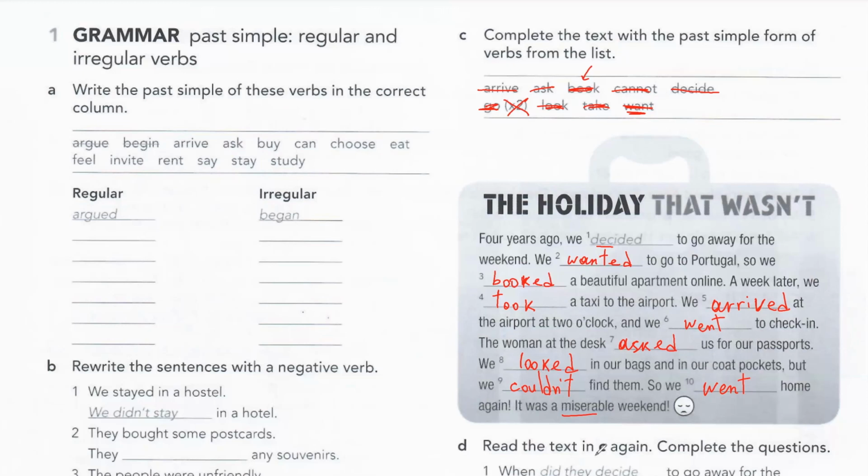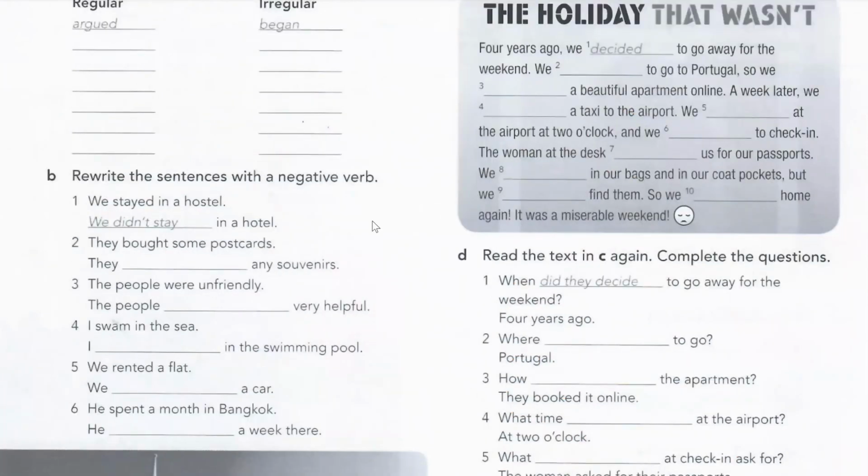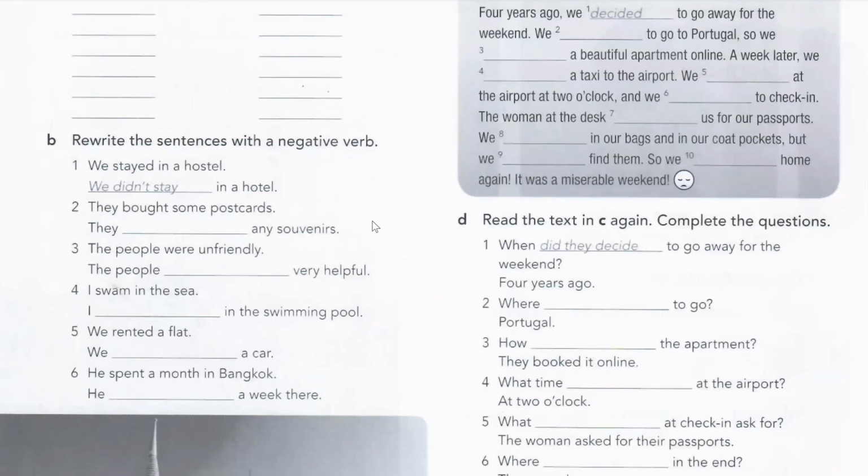Now what we're going to do is, we've understood what happened on this holiday. According to that text, we're going to do an exercise on how to make questions. This is exercise D. I'm going to remove everything written now. Okay, here you go. Exercise D. As you can see, we've been given the answers here. According to the answers, we should make the questions, guys. Okay, so let's start. The first one is 4 years ago.